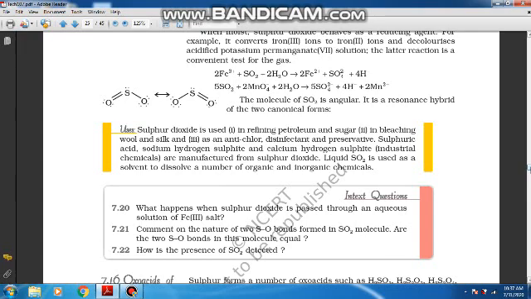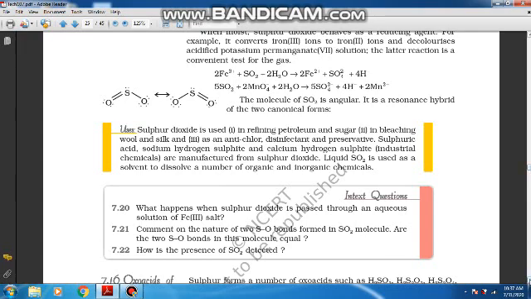So SO2, if you look closely, resembles the structure of ozone, having one double and one single bond, and due to resonance both bonds of sulfur and oxygen are of equal length. So the molecule of SO2 is angular, as it is in the case of ozone.